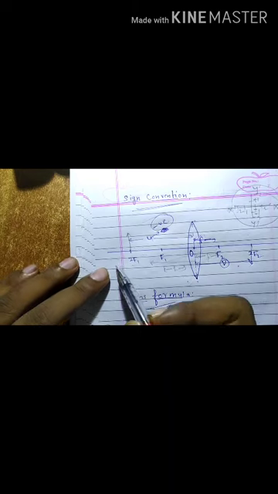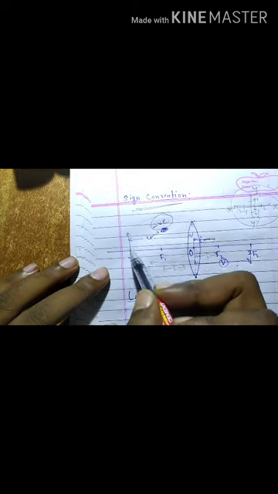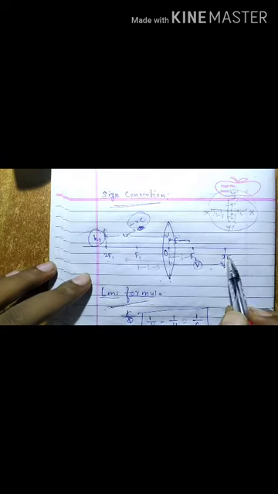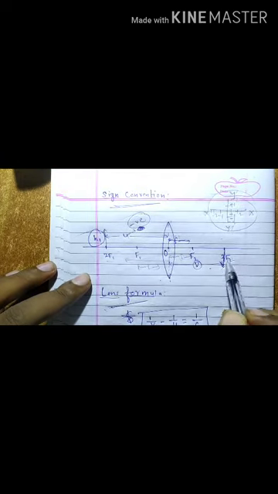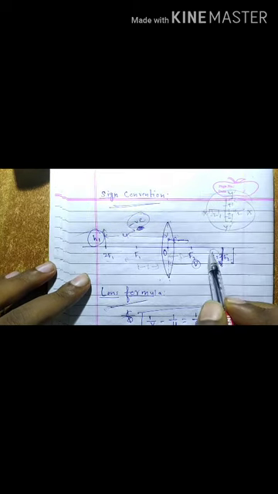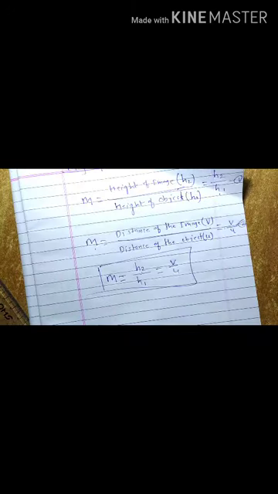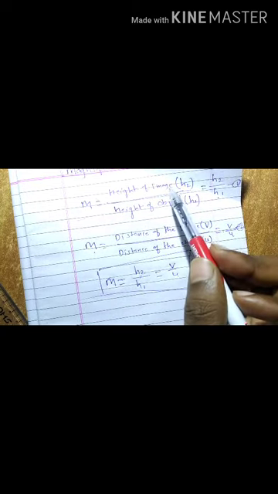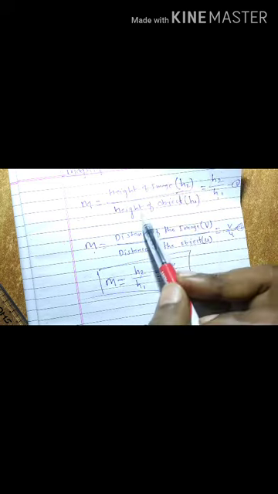What is h2? h2 is the height of the image. I will show you from this diagram. If this is h1, the height of the object, and the image is forming here as an inverted image, then this size or height will be h2. And there will not be any units of magnification, because the reason is it is the ratio of the height of the image to the height of the object.